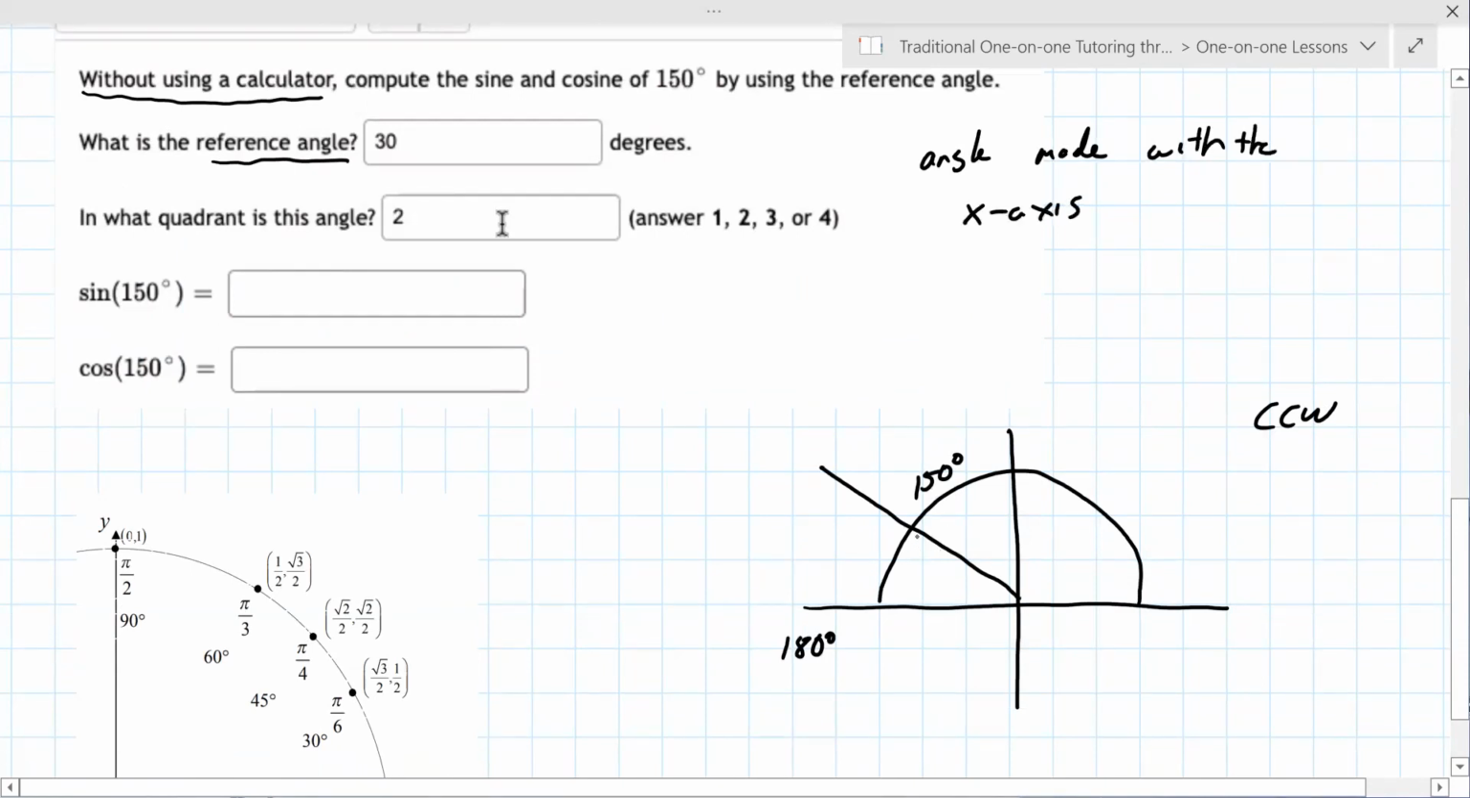Okay, so it's like, how much further do you need to go to get to the x-axis? Well, that's why you wrote 30, because it's literally 30 more degrees to get there. And it's in quadrant 2. Perfect. Okay, so here's the power of this reference angle.